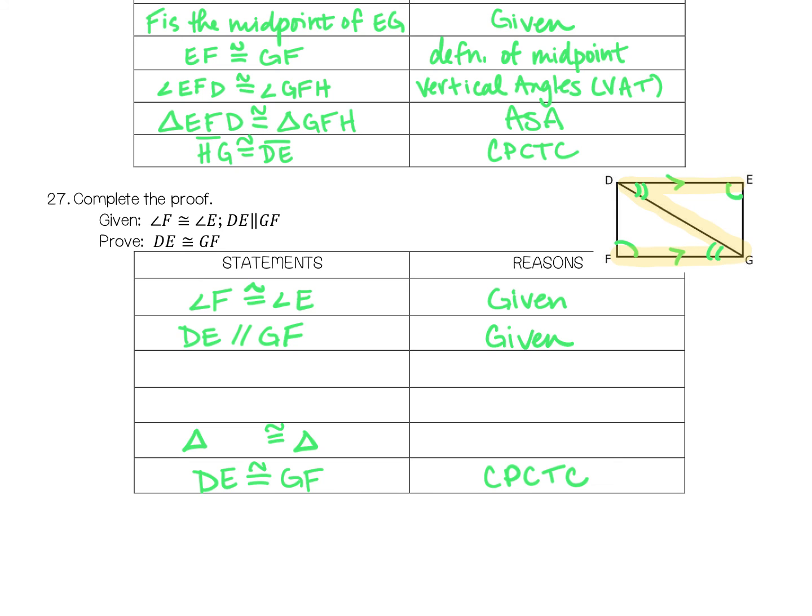So now I can say that angle EDG is congruent to angle FGD, and then that's going to be alternate interior angles. So still missing my third statement, so I look at where they touch. They touch on this side right here, and so I can say that DG is congruent to DG by the reflexive property.